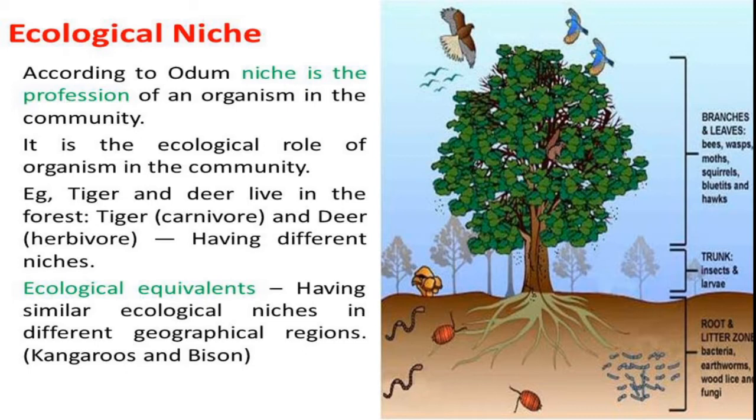For example, tiger and deer live in the same habitat of the forest community, but they have different niches. Tiger is a carnivore and deer is a herbivore. So, by occupying different niches, animals escape from competition. The organisms that occupy similar ecological niches in different geographical regions are known as ecological equivalents. Kangaroos of Australia and bison of North America are ecological equivalents.